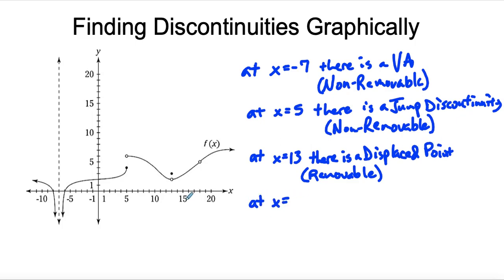Last one here is x equals 18. If you look at x equals 18, there is a hole in the graph. And as you can see, there's no other y value at that x value, so that's why it's a hole, not a displaced point. And that is removable as well. And now we've listed all 4 discontinuities that are present in this graph.